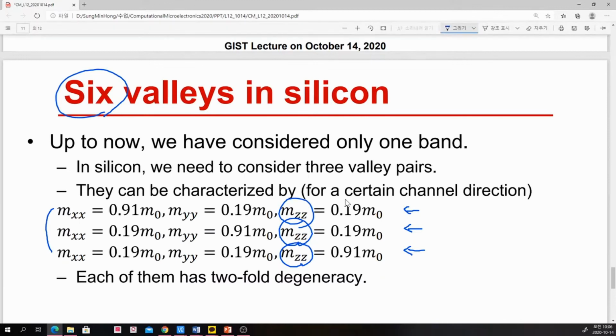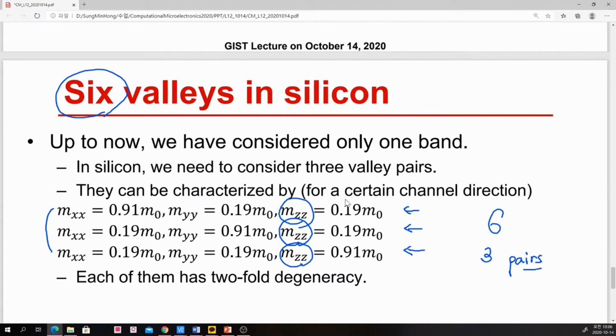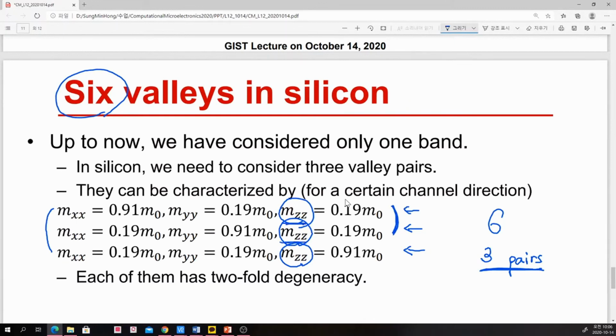Actually, although we have 6 valleys, we can find 3 pairs. Okay, so our calculation is reduced to just 3 times from 6 times, and also these 2 valley pairs can be merged because they share the same z-directional mass. However, anyway, you have to calculate at least twice with heavy mass and light mass.